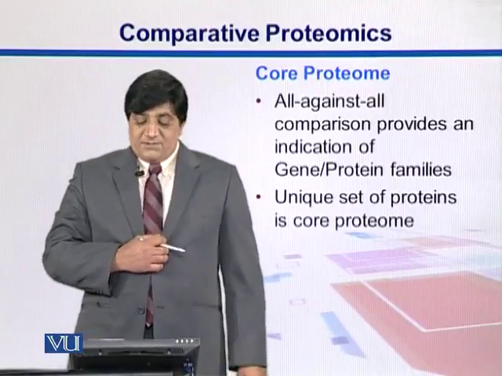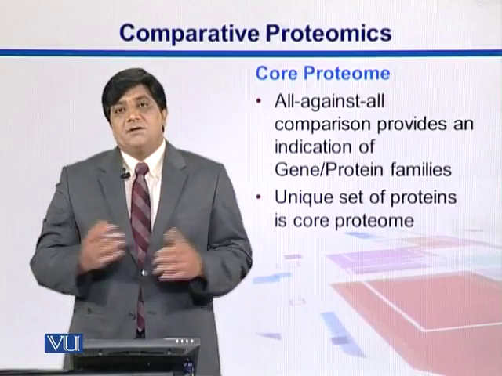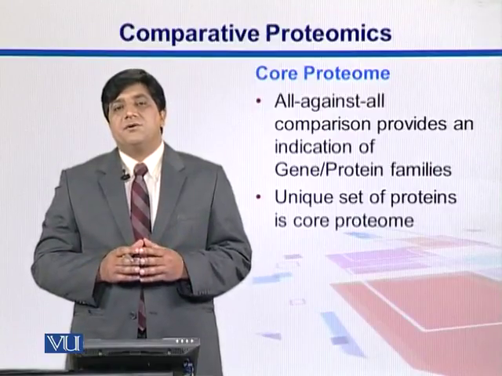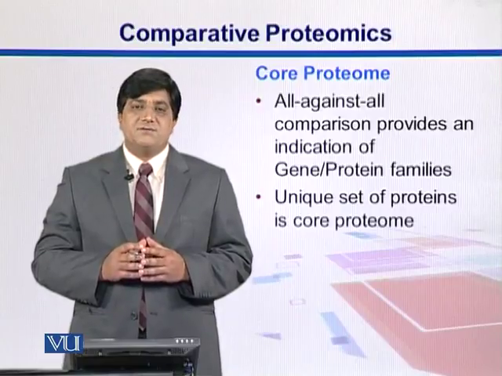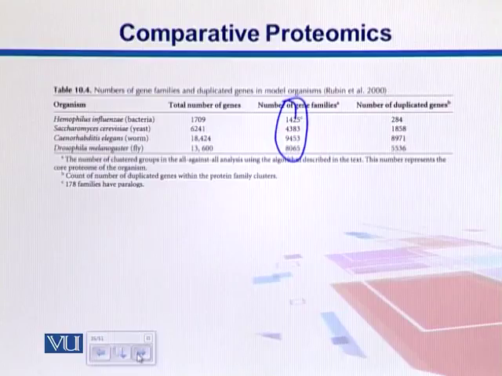Core proteome is when we do all against all comparisons, we come to know about the proteins which are duplicated, and it also tells about the proteins which are uniquely present in that organism. So we call it a core proteome. Here in this diagram we compare the core proteome with the total number of genes. For example, in bacteria we have 1700 genes. 1400 are gene families, which represent the core proteome in this column, and then we have the number of duplicated genes.